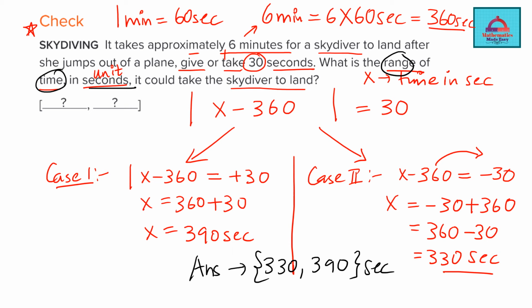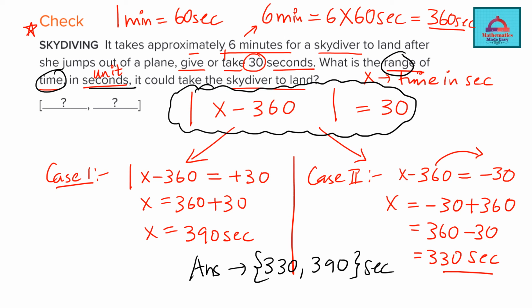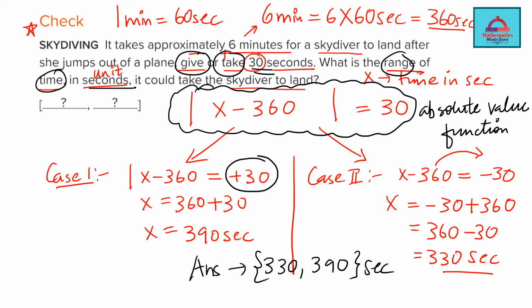So remember, this question was solved using the absolute value function. And how do you know that you have to solve it this way? Give or take is given. So 30 seconds means plus minus 30. When you are taking, 30 plus, and when you are giving, 30 minus. So this is how you solve the question.